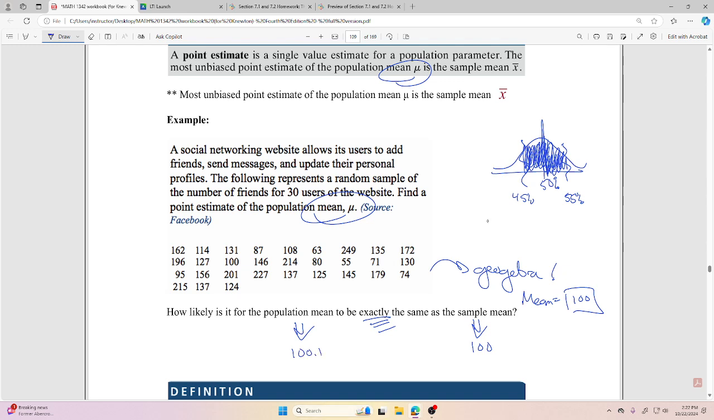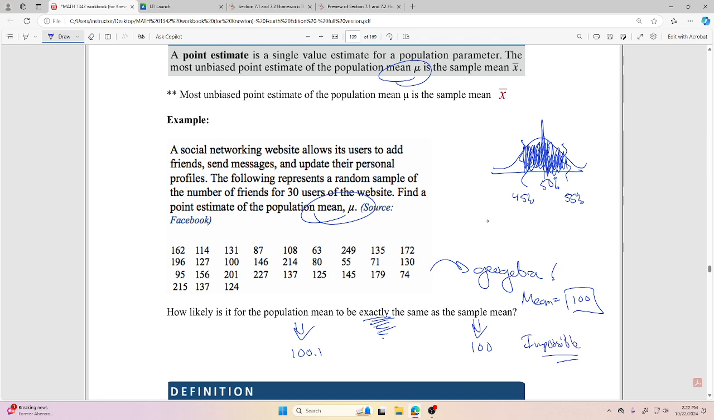No. So then I'm going to ask again, how likely is it that it's exactly the same? None. It's almost impossible because you're going to be off by a little digit somewhere. So I'm going to say impossible. It's impossible. And that's what this workbook is trying to say.